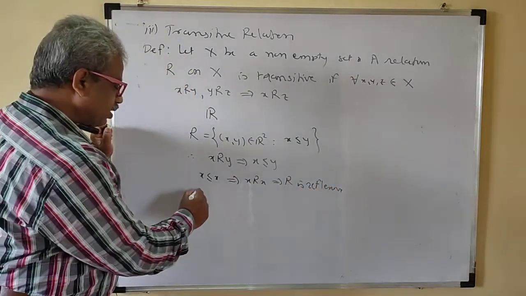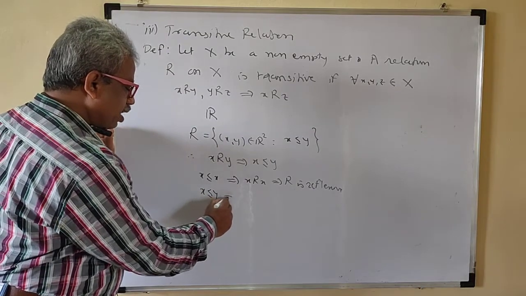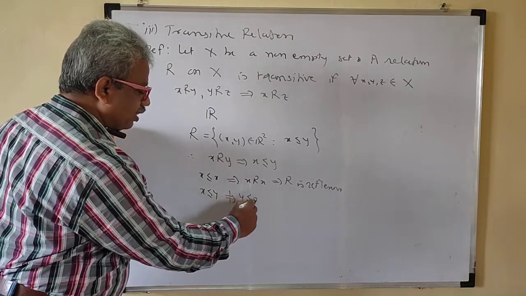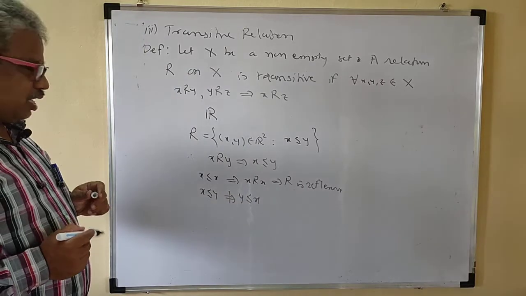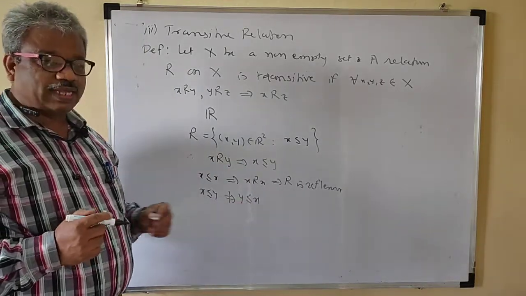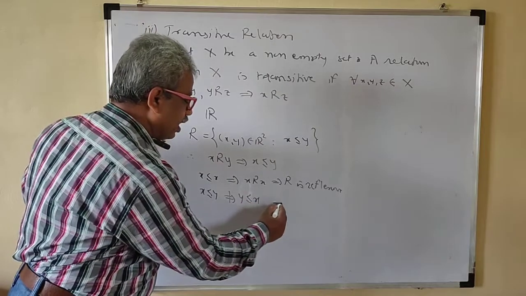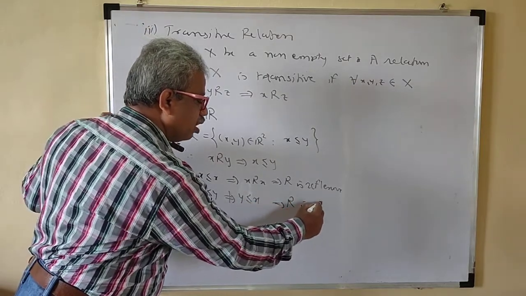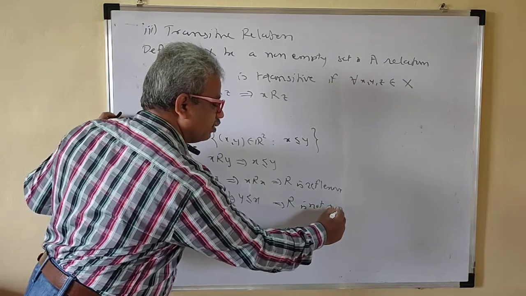Okay. Is it symmetric? X is less than or equal to Y does not imply that Y is less than or equal to X. Right? X is related to Y means X less than or equal to Y. X less than or equal to Y does not imply that Y less than or equal to X. This implies that R is not symmetric.